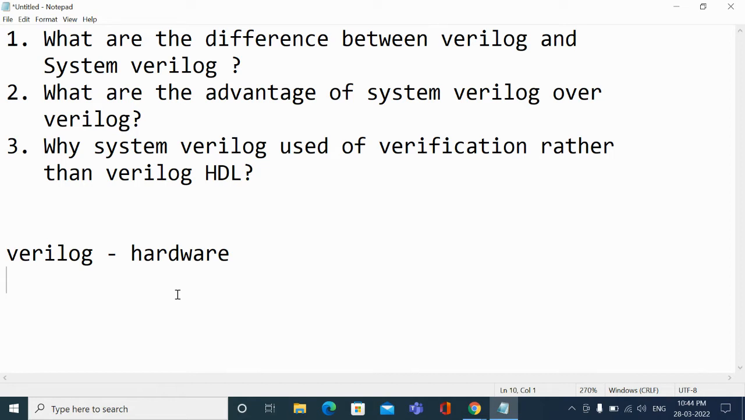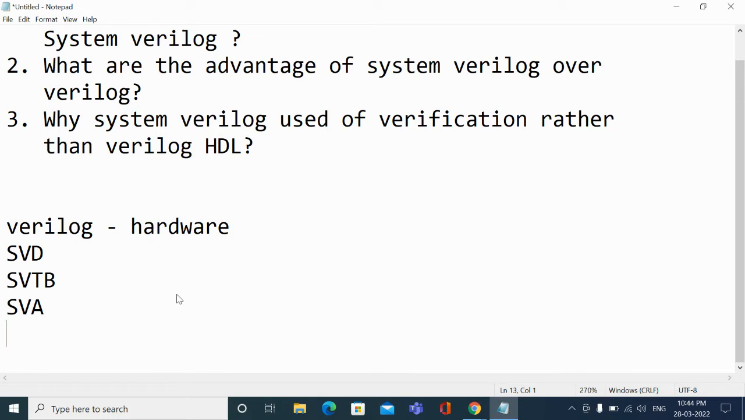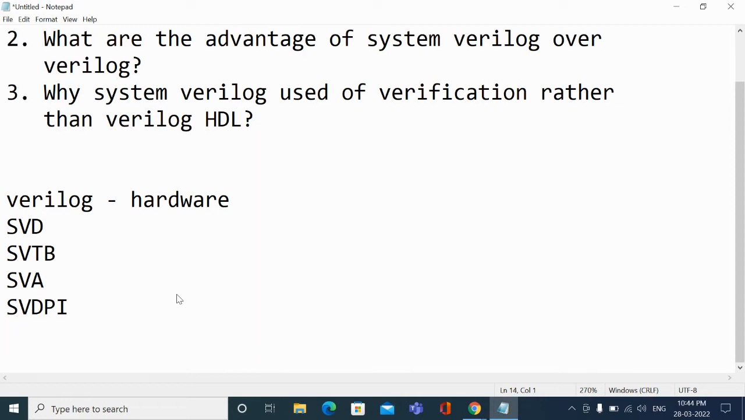One is SystemVerilog for design. SystemVerilog for design includes several enhancements to the design constructs. Then SystemVerilog for verification and test benches. This is one of the biggest sets of enhancements, as SystemVerilog supports all the test bench modeling needed for verification methodologies. SystemVerilog is also used for assertion based verification, that is SVA. And SystemVerilog is used for the direct programming interface, that means it includes features for better C or C++ language integration. And it is used for the SystemVerilog application programming interface. So these are the various areas where SystemVerilog can be used, and these are the main differences between SystemVerilog and Verilog.